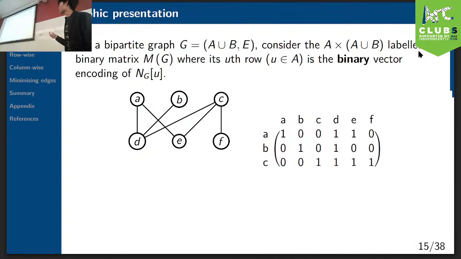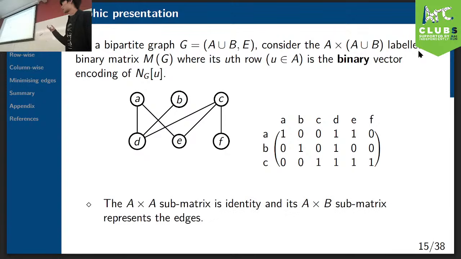The form that this matrix always has to take is that the beginning submatrix has to be the identity matrix, and the remaining values, like columns D, E, and F, are going to represent the edges, the adjacencies in this bipartite graph. This will always be the case. Whenever we have a graphic presentation of a graph, it needs this identity submatrix somewhere. If it doesn't, then it is not a graphic presentation.